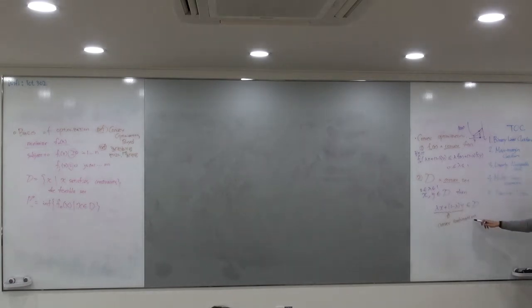This is called convex combination because this value cannot go outside of x or y, neither x or y. These are definition of convex optimization. Any questions?